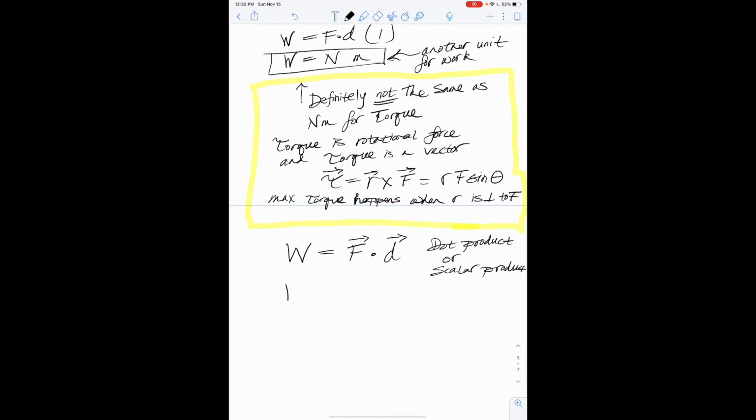And here, the formula mathematically, what this turns into is W equals force times distance times the cosine of theta. And max positive work, notice I said positive work, happens when F and D are parallel and point in the same direction.